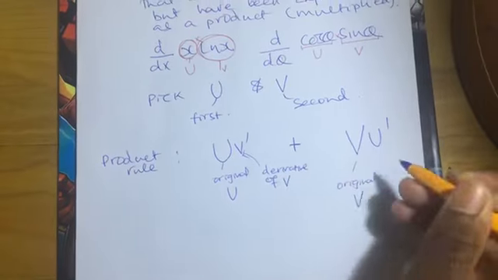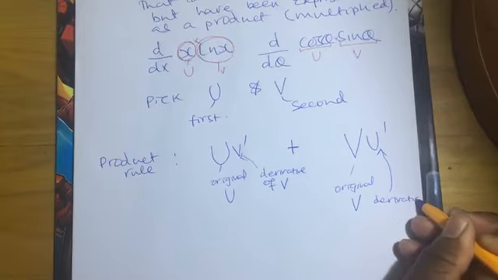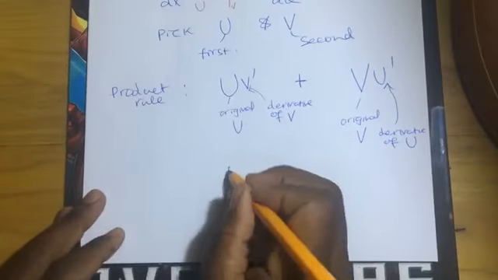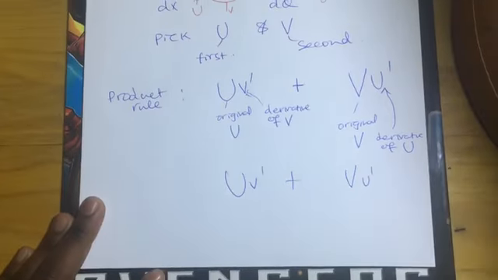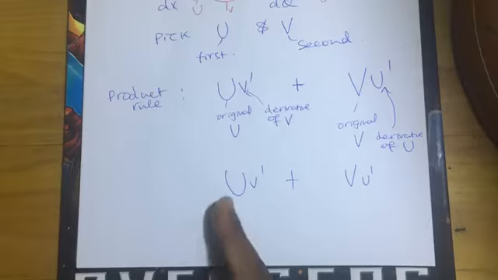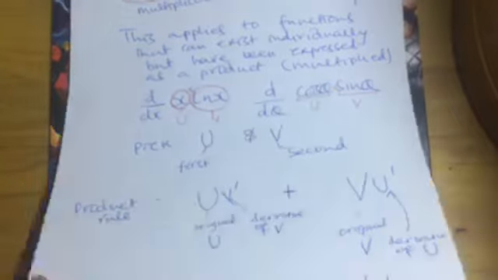The derivative of v. U prime is going to be the derivative of u. Hopefully this makes sense. So just remember the formula: u v prime plus v u prime. You see that? Okay, so let's answer this same question that we started with. What would be the answer for such a product?